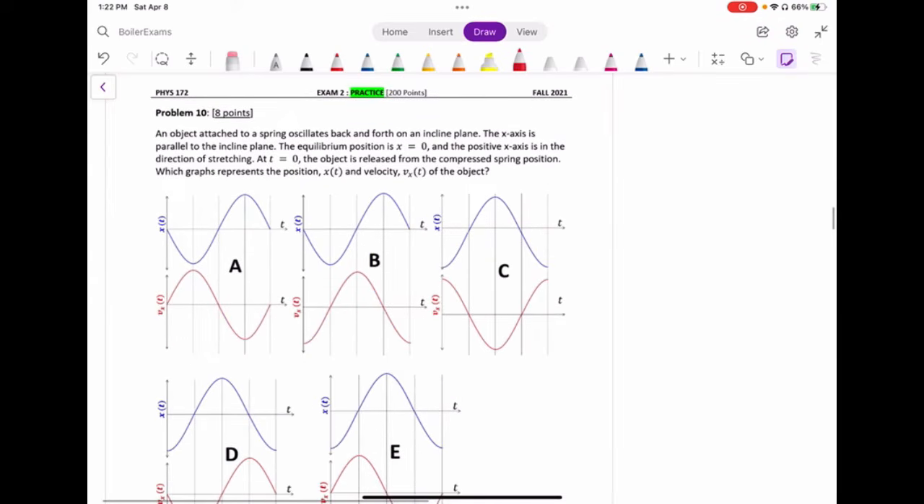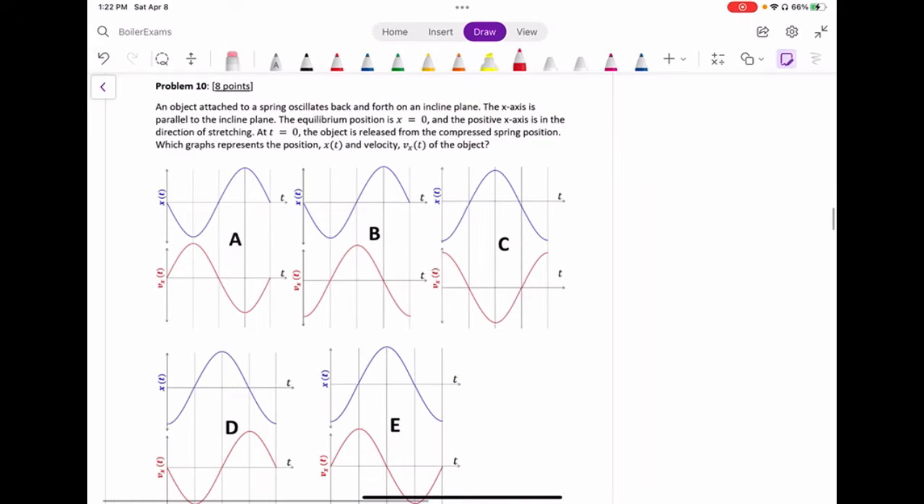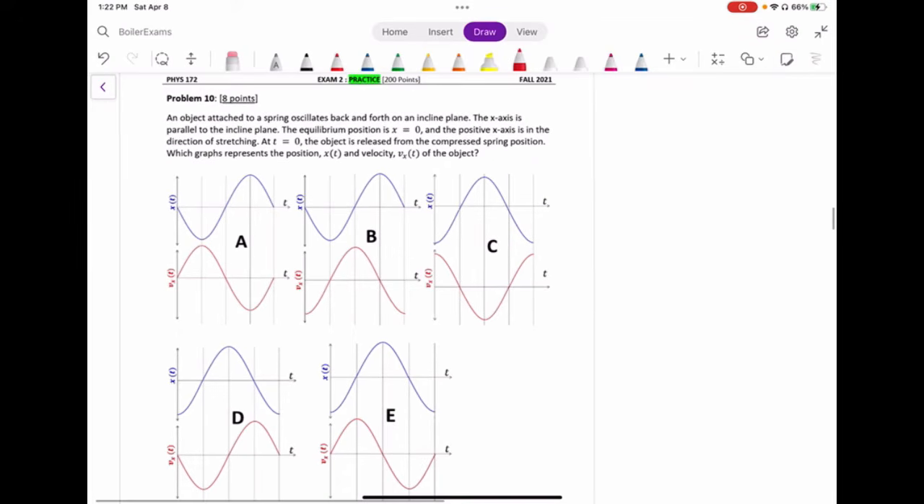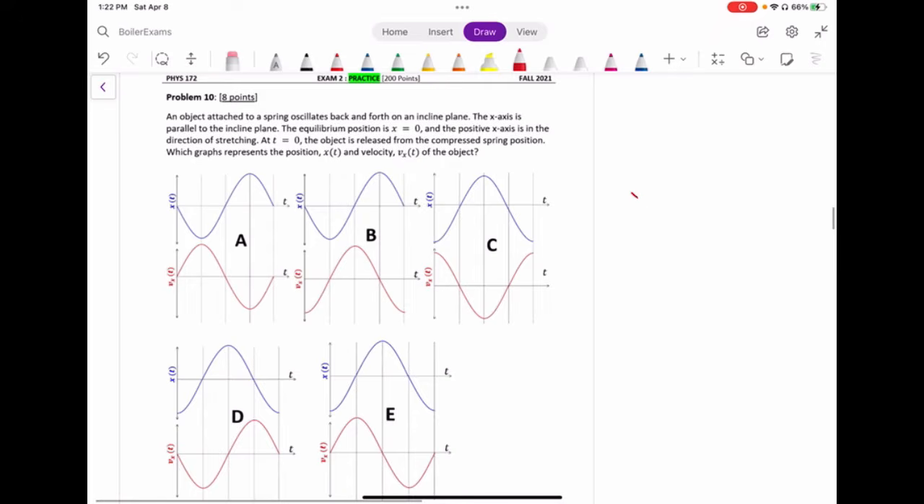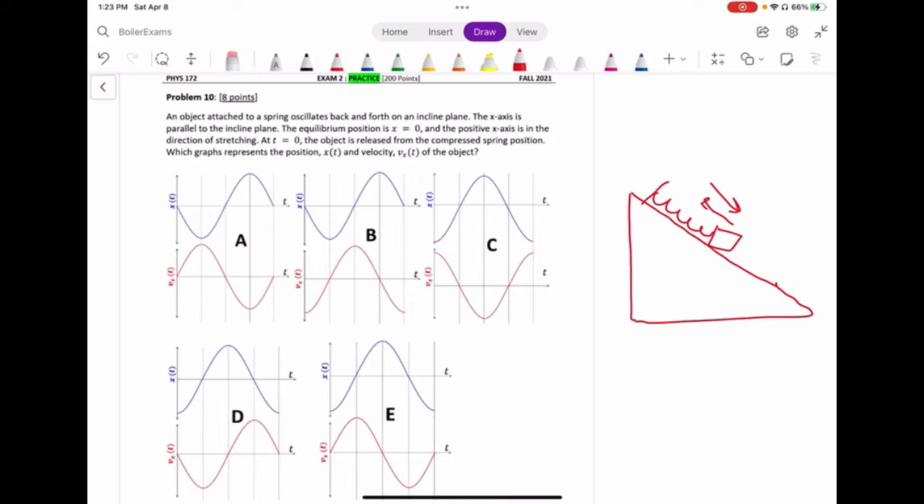Number 10. An object attached to a spring oscillates back and forth on an inclined plane. The x-axis is parallel to the inclined plane. The equilibrium position is x. Okay, let's draw a picture. Inclined plane, something like this. It's oscillating. Wall, maybe something like this, and it's going back and forth.